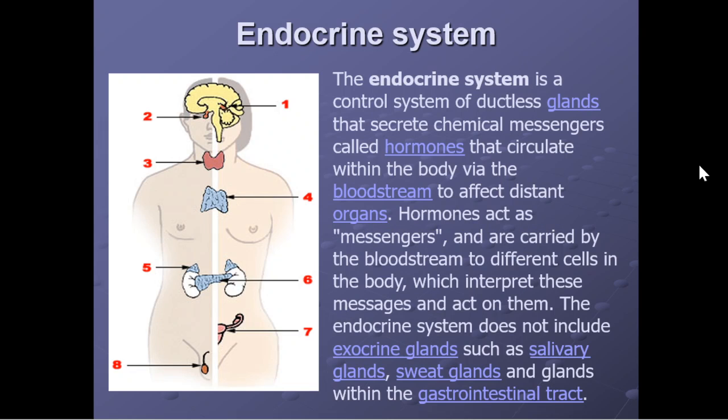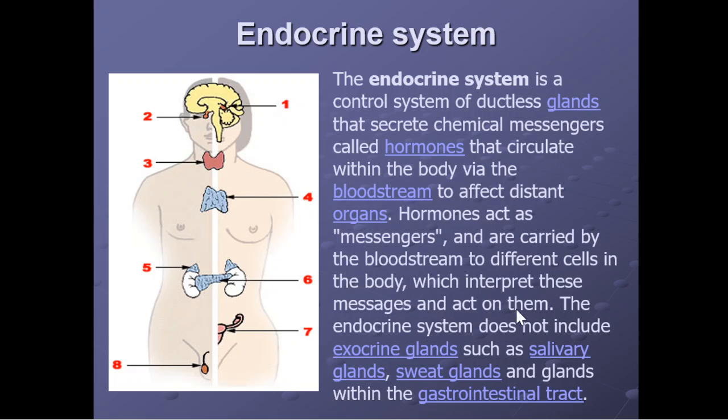Okay, so we're going to talk a lot about what we call our endocrine system. You don't have to know that this is our endocrine system. This is background as I'm trying to get you to understand a little bit of what I'm talking about. The endocrine system is a control system of ductless glands that secrete chemical messengers called hormones. You've probably heard about hormones. Our hormones tell us to do certain things. They circulate through our blood, and they affect our organs, okay? So they are the messengers.